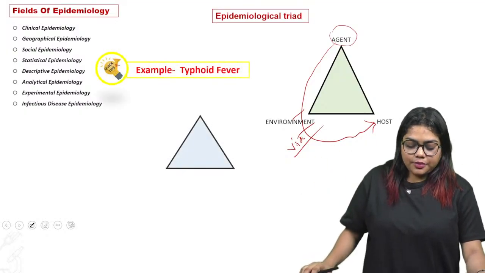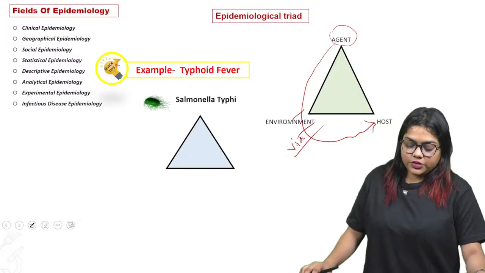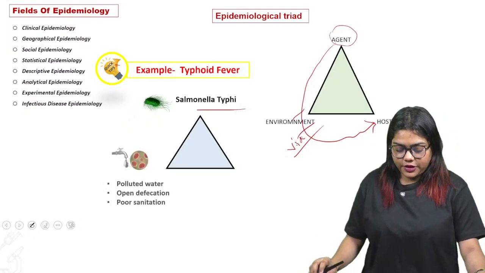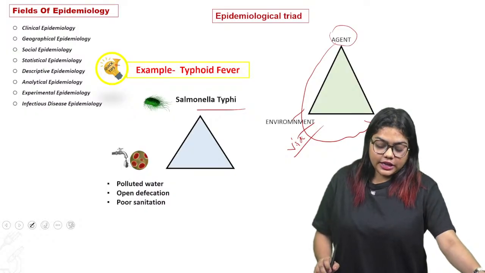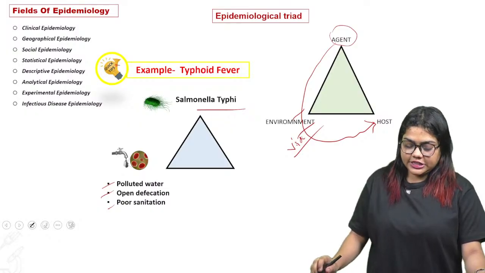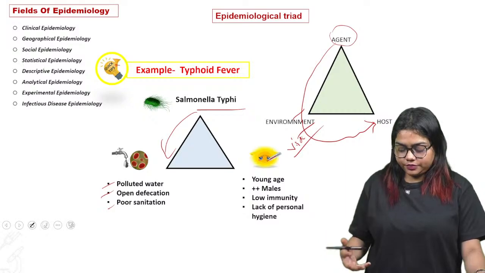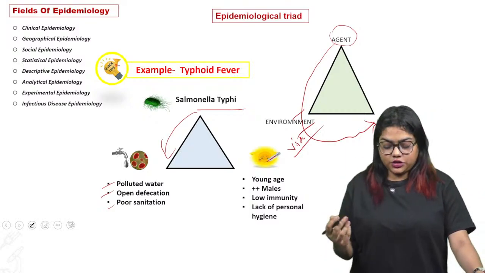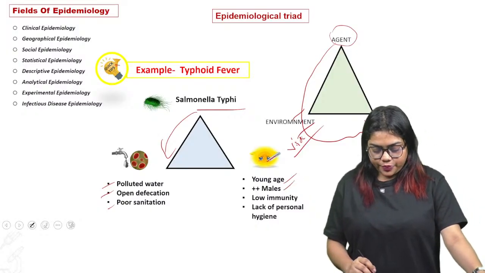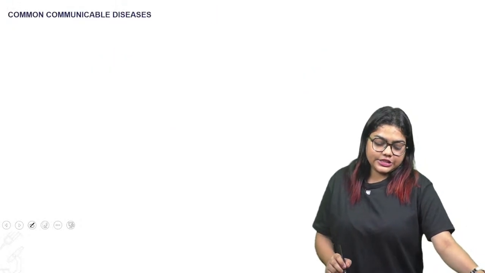So an example of the epidemiological triad can be typhoid fever, where the main causative bacterium or agent is Salmonella typhi. The environment will be polluted water, open defecation, and poor sanitation, and from this the Salmonella typhi will be transferred to the human body, especially in young age, plus males, low immunity, and lack of personal hygiene.